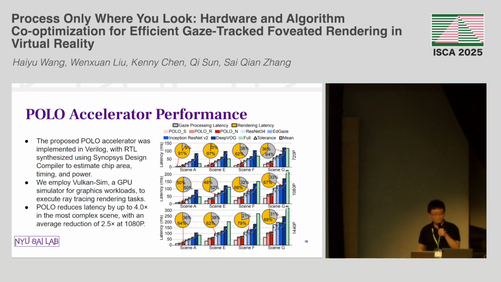And we simulate this Apollo accelerator using Synopsys DC. We also simulate the GPU in the VR device using Vulkan Sim. And we can estimate the entire per-frame latency for this gaze tracked foveated rendering. We evaluate that on different scenes and different resolutions. We can show that Apollo reduced the latency by up to 4 times in the most complex scenes, with an average reduction of 2.5 times at 1080p.